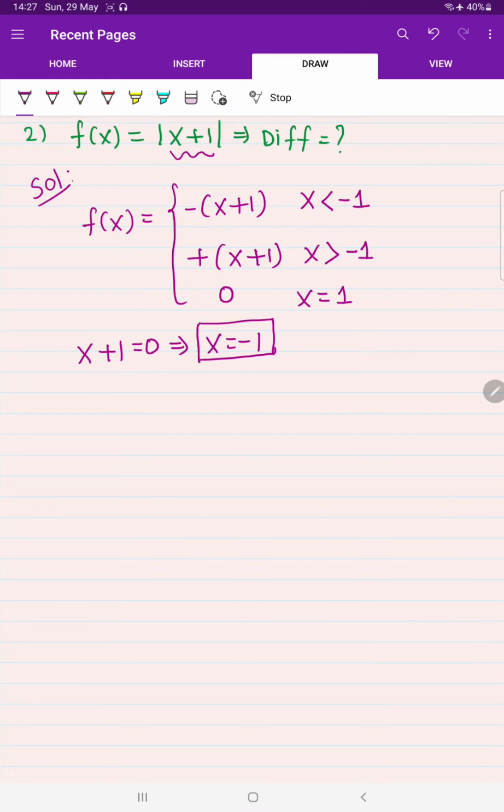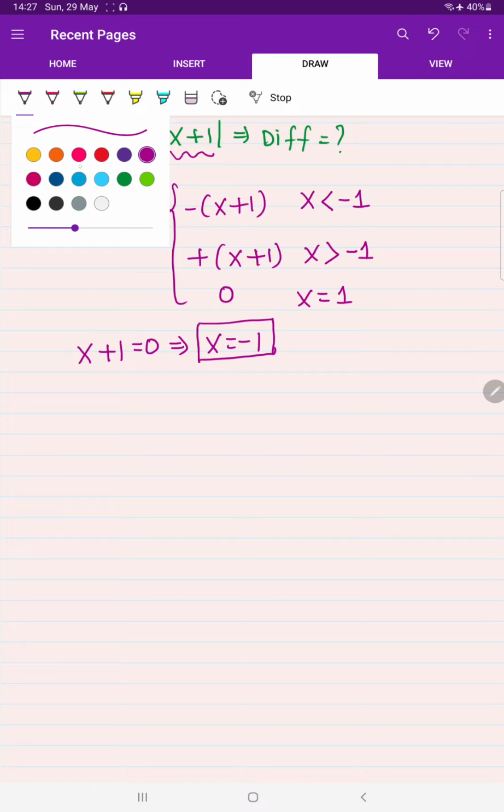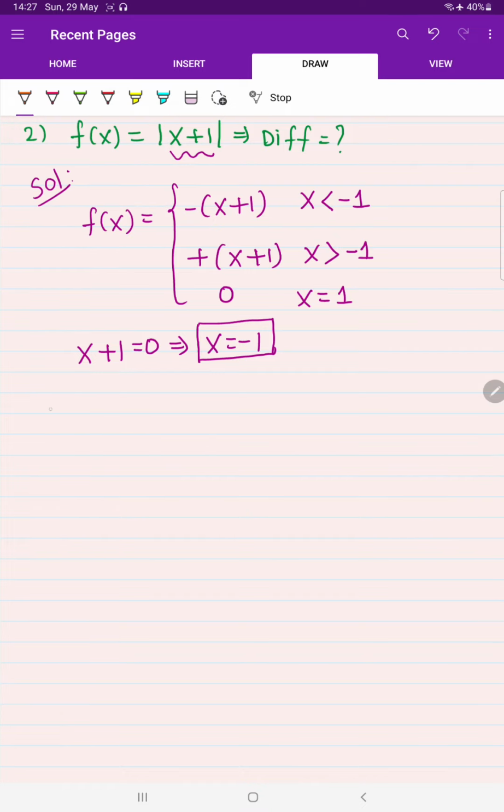Now we have successfully found the actual expression for mod of x plus 1. It's time to check whether this function is differentiable or not. Do you know how to do that? Yes sir. So the first thing is, take the condition. Condition number 1, left hand side derivative. What is the formula? Limit x approaching c minus, and the function can be written as f of x minus f of c upon x minus c.